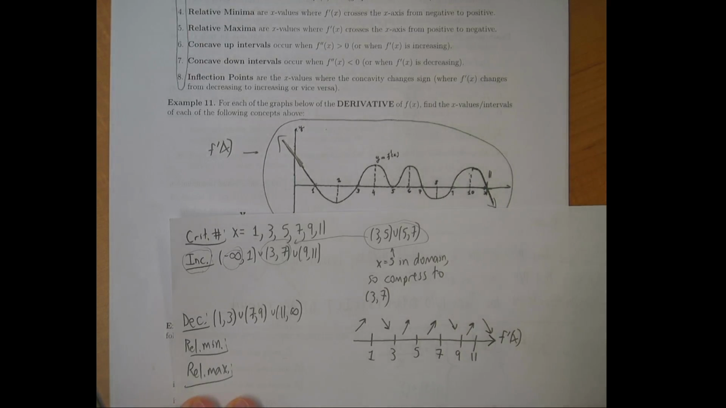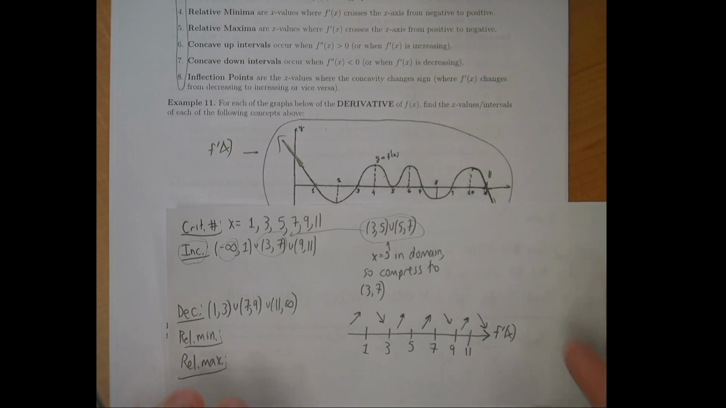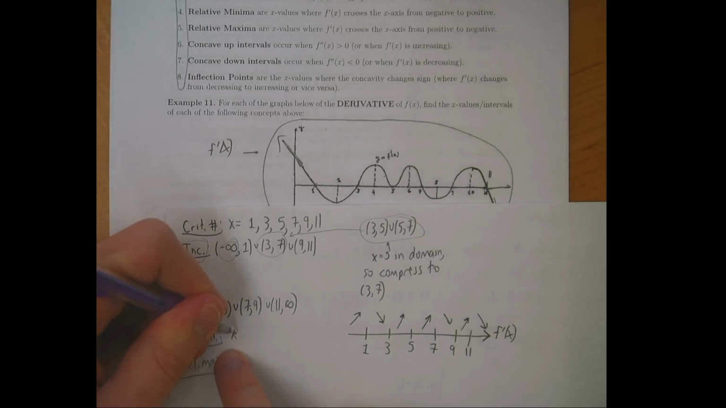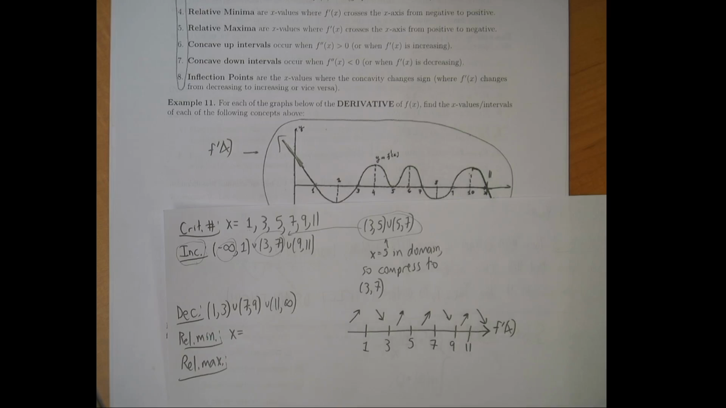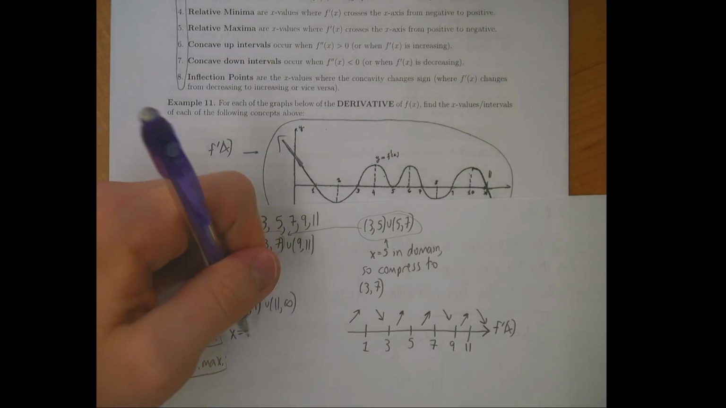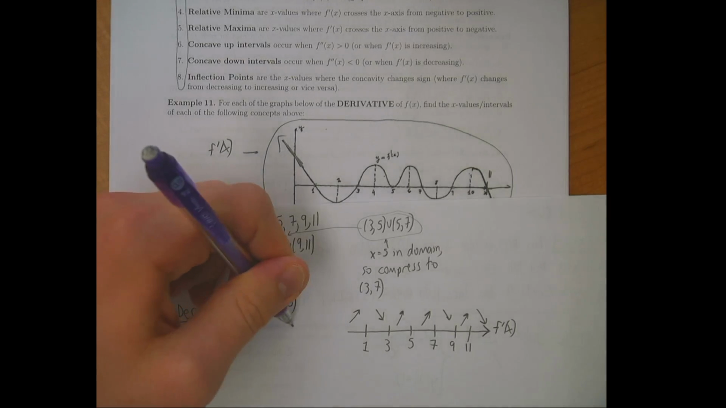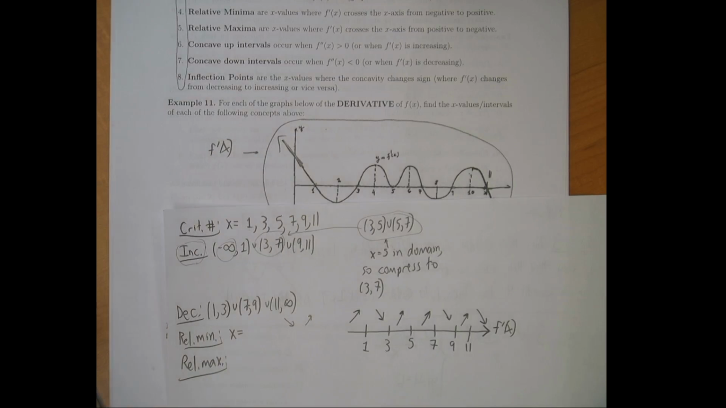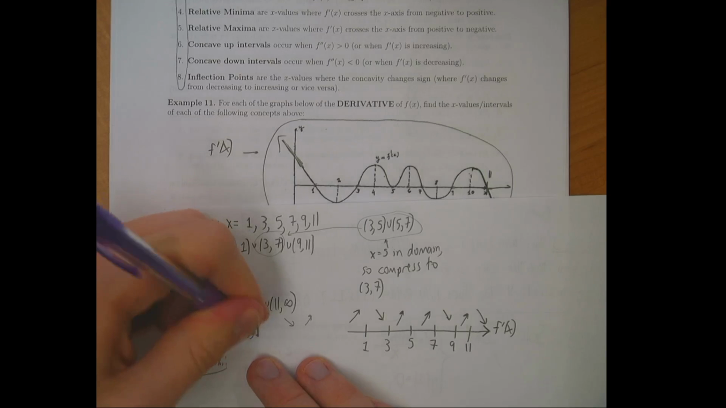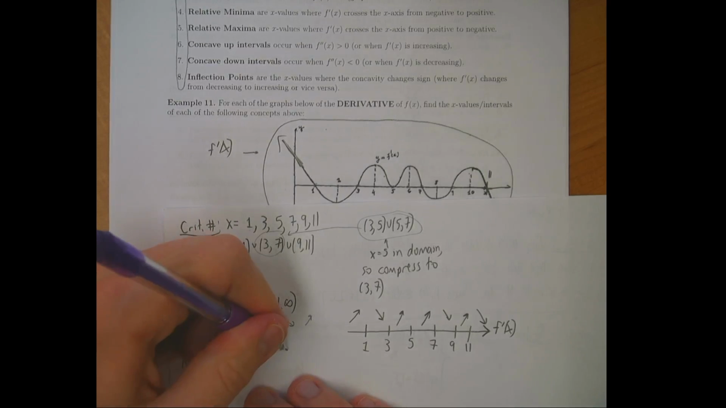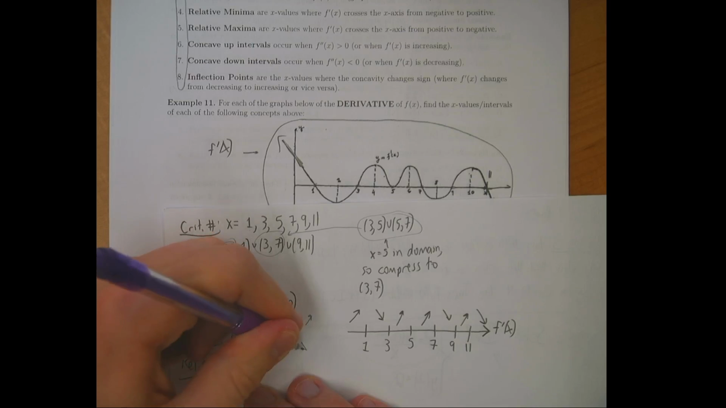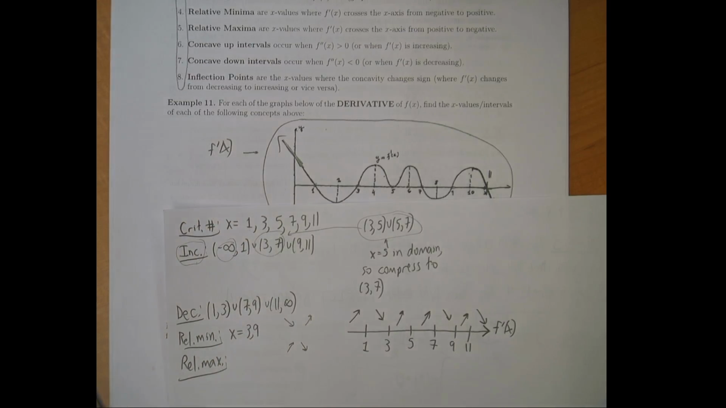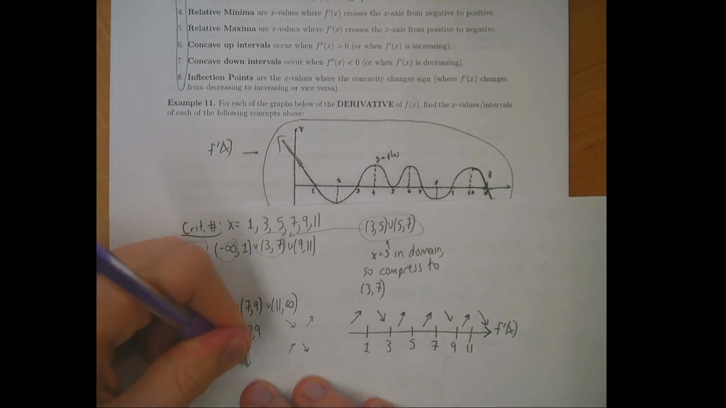So with that reasoning in mind, that should tell you, all right, what x values do we have a relative minimum? If you recall, relative minimum means we're going from decreasing to increasing. 3 and 9. Yep, 3 and 9, good. And then relative maximum similarly means you went from increasing to decreasing. 1, 7, and 11. Yep, x equals 1, 7, and 11.